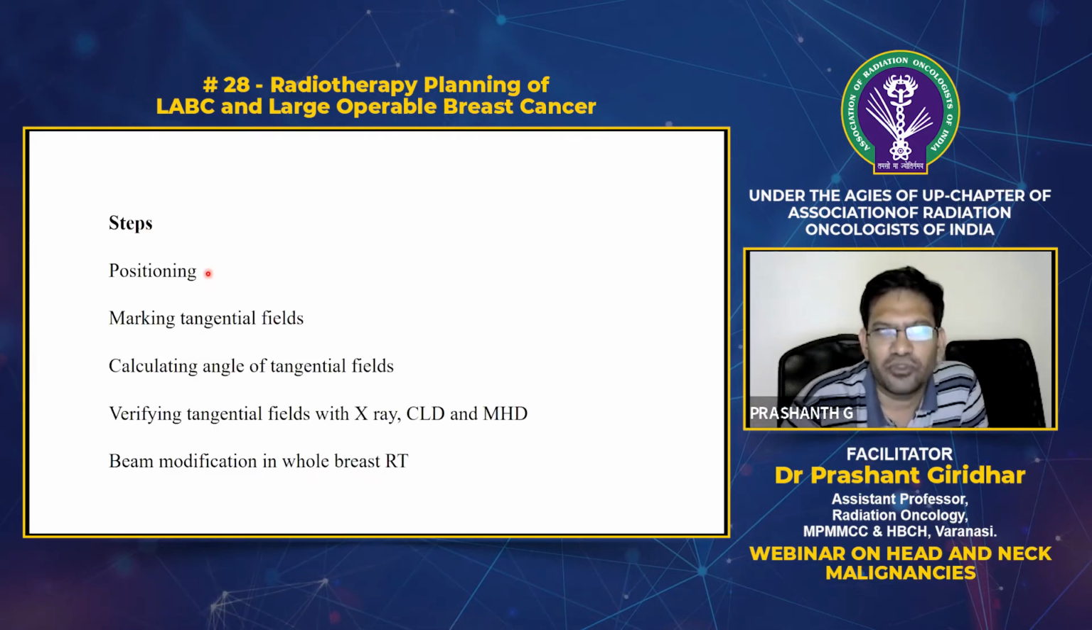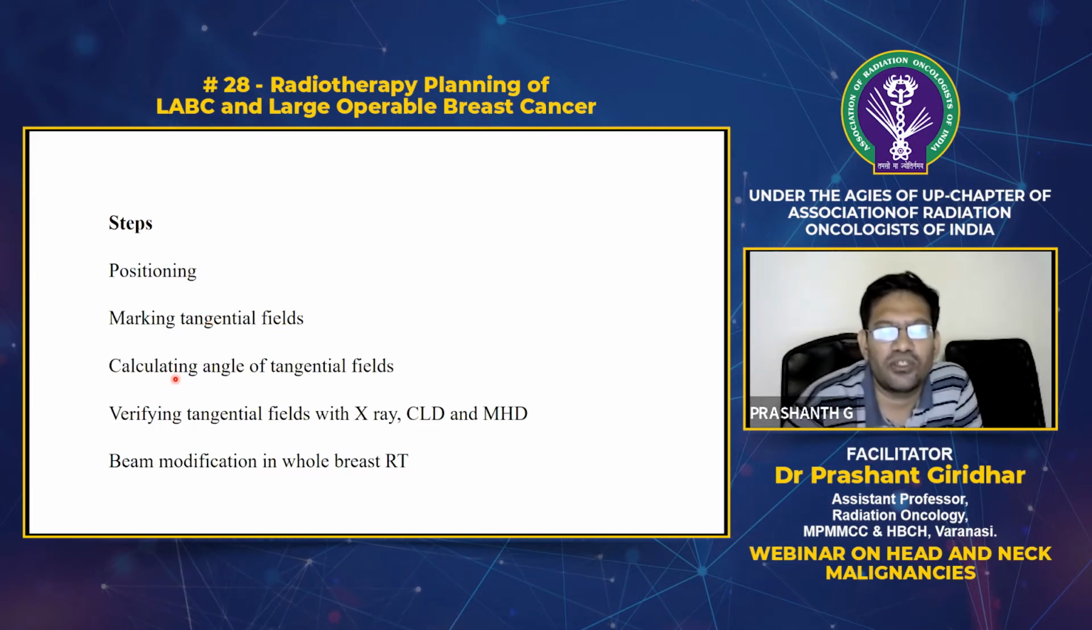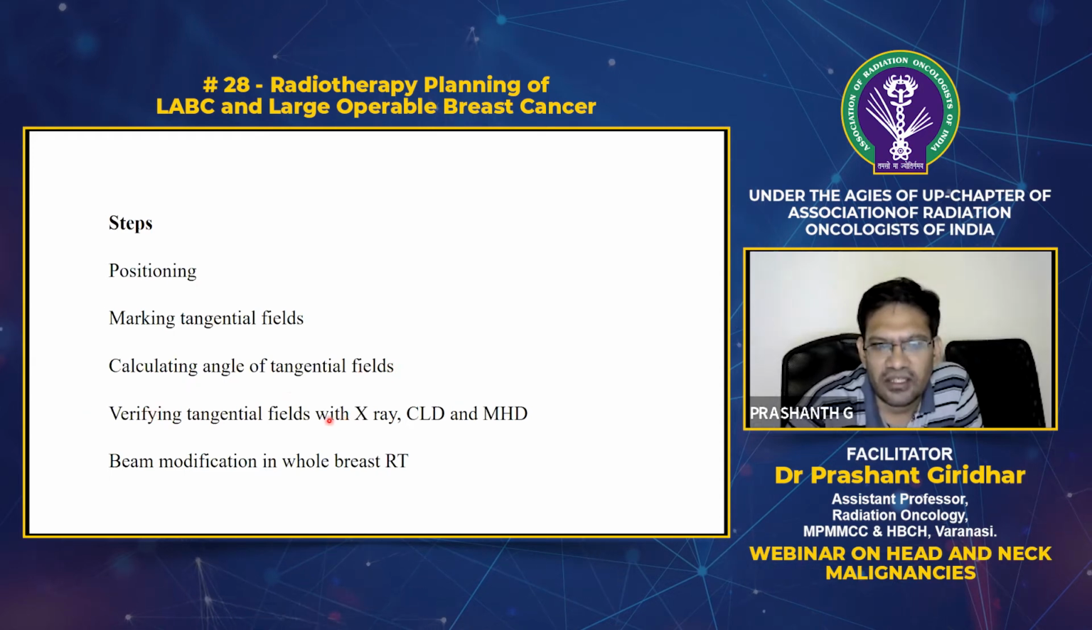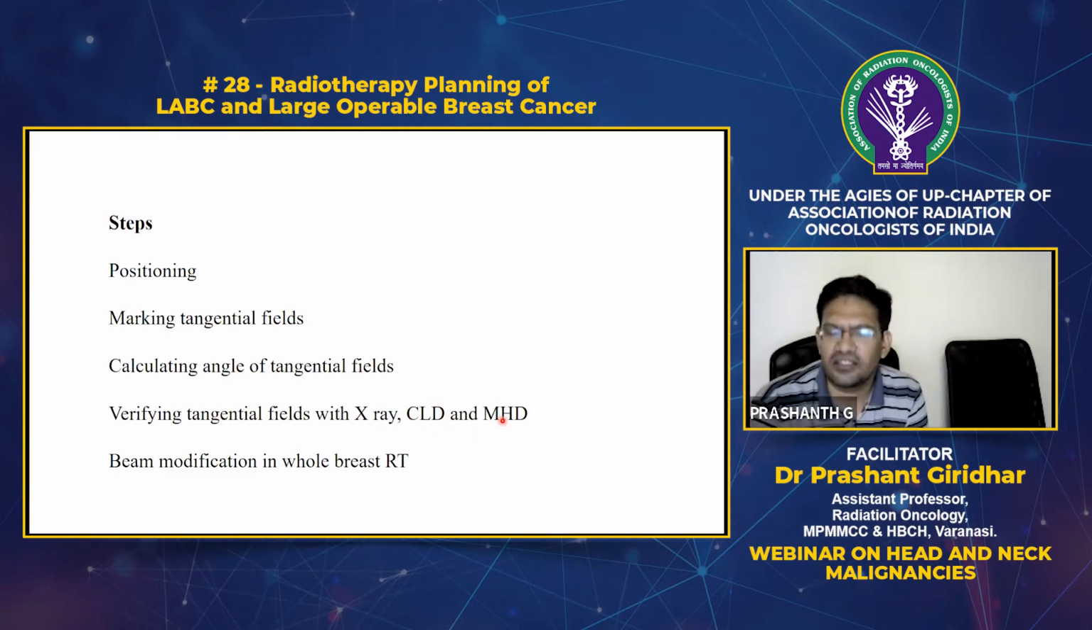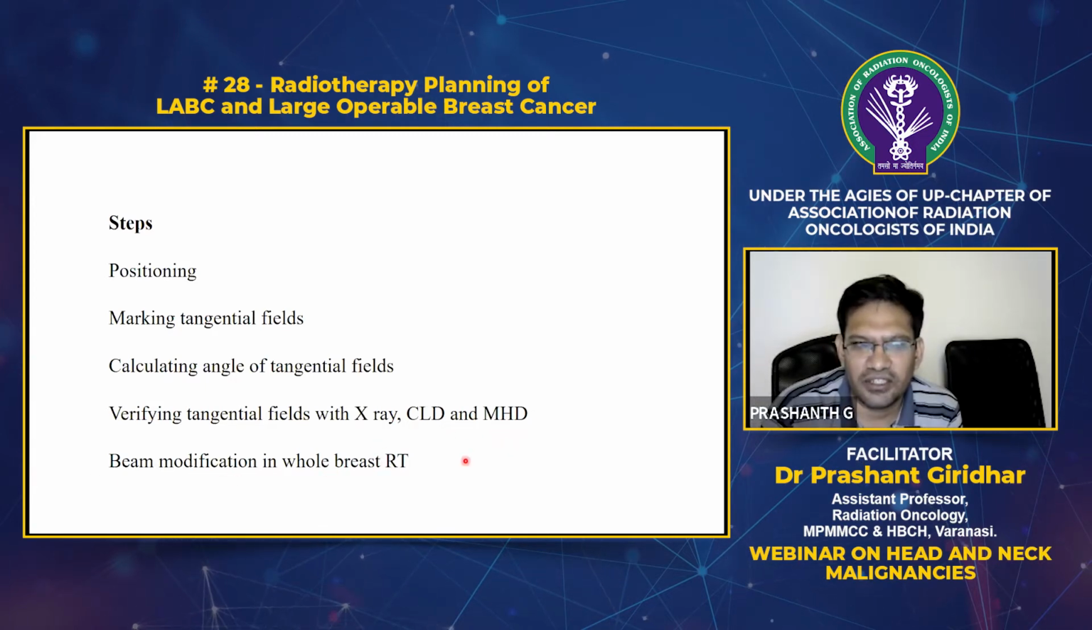So again, 2D planning positioning we have seen. After positioning is the marking of tangential fields. After that, we need to calculate the angle of tangential fields. And then we need to verify the fields with X-ray if available. And then we have to check the CLD, that is the central lung distance, and the MHD, that is the maximum heart distance. And then we look at beam modification in whole breast radiation.